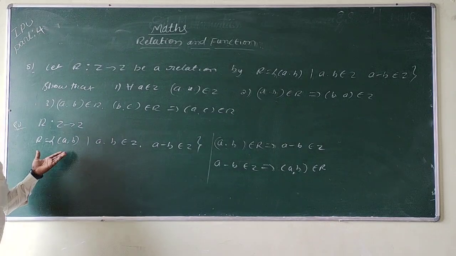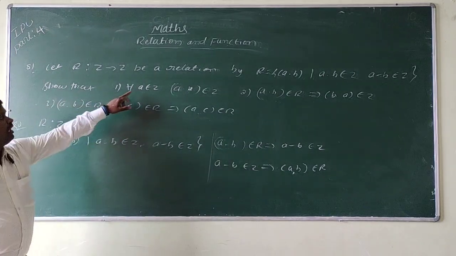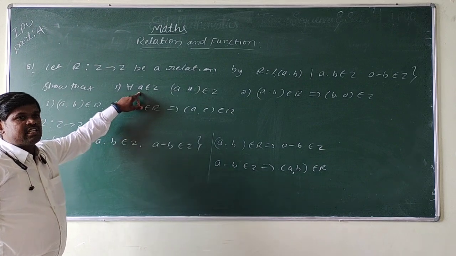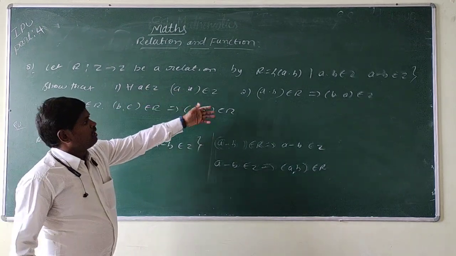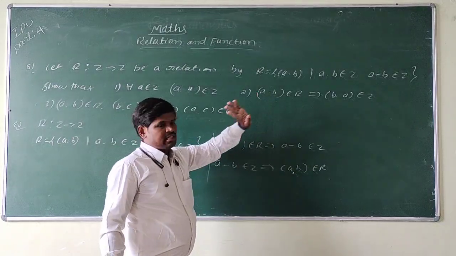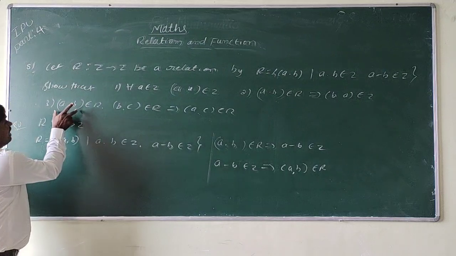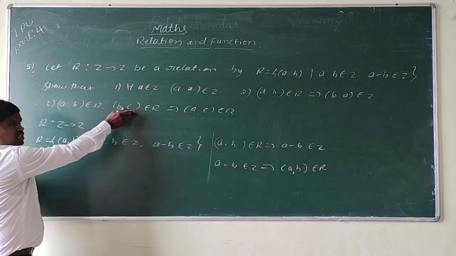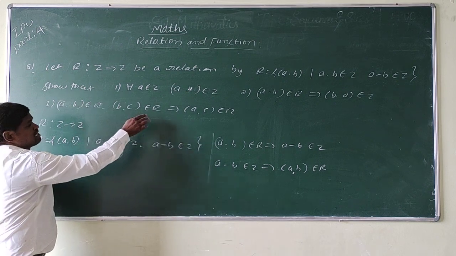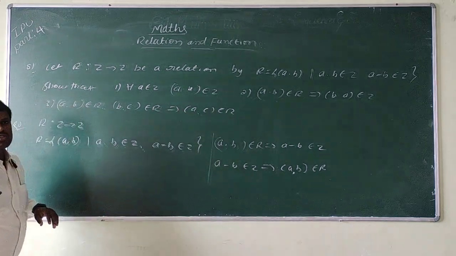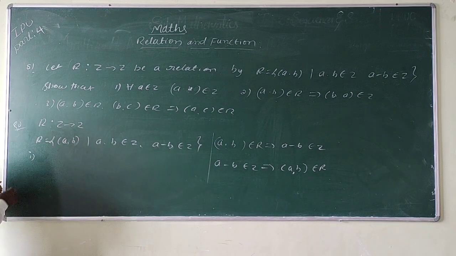By using this we are going to prove: for any integer a which belongs to Z, (a, a) belongs to R; and (a, b) belongs to R implies (b, a) also belongs to R. Similarly, suppose (a, b) belongs to R and (b, c) belongs to R, these two ordered pairs belong to R, so this implies (a, c) also belongs to R. The first one.